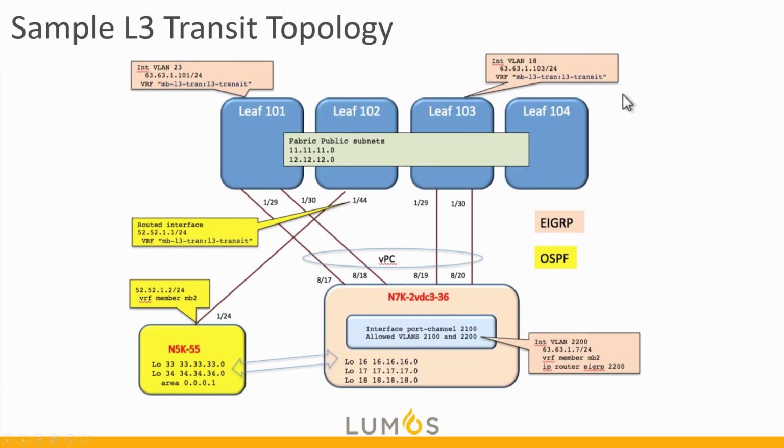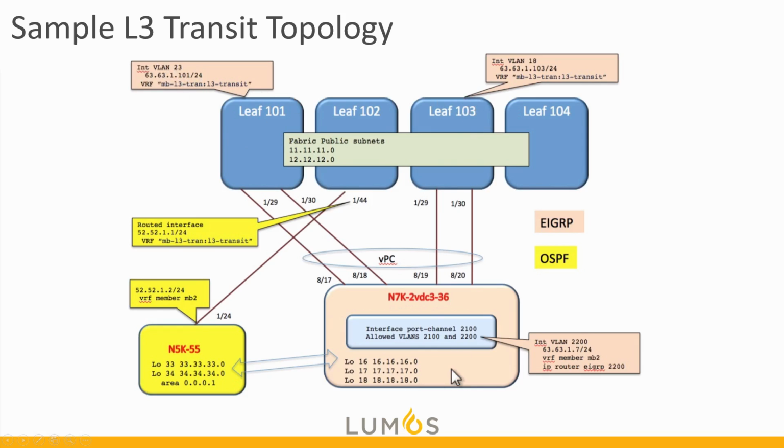a floating IP. Okay, so the VRF we're going to be using is called MB-L3-Tran. Actually, that's the name of the tenant. And then the private network is L3-Transit. So together they create the concatenation of the VRF name MB-L3-Tran : L3-Transit. So that's where our SVIs live that we're creating for the L3 out.